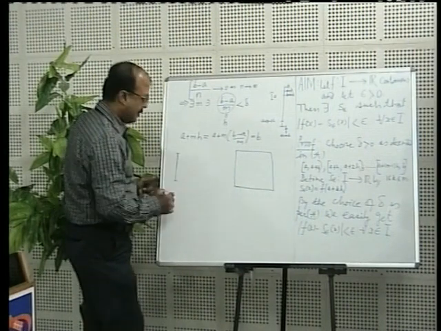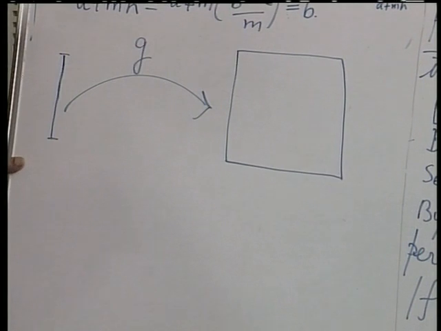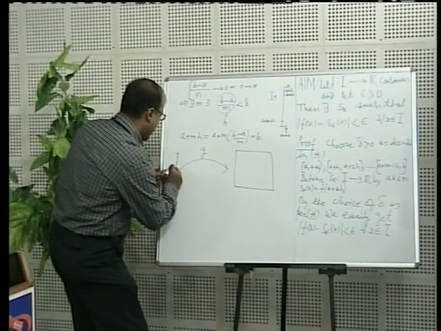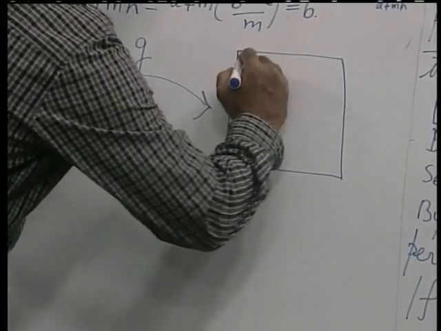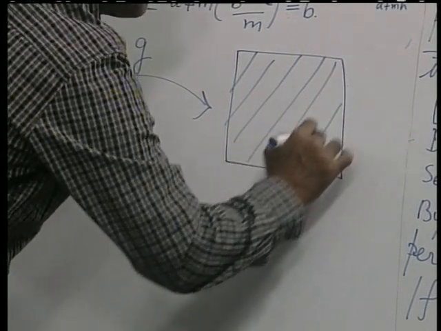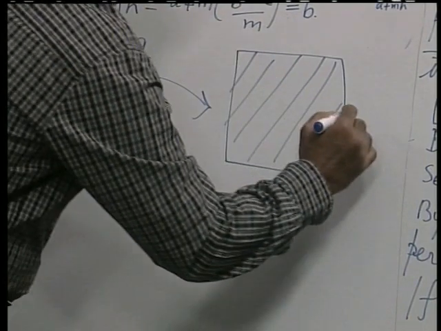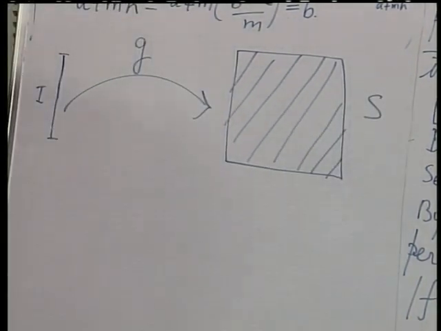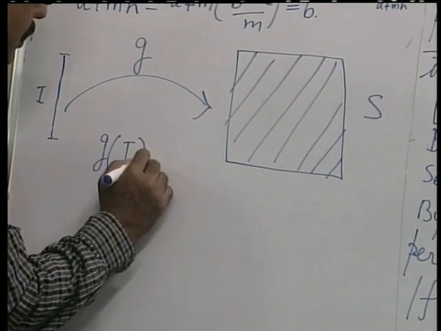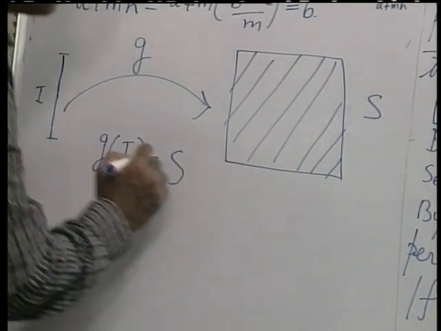Now the result is there exists a continuous function g such that something beautiful happens. So suppose this is I and this is the inside field. I am taking this inside field, so suppose I call it S. One can always find a continuous function from a line into a square such that the image is the whole of the square.